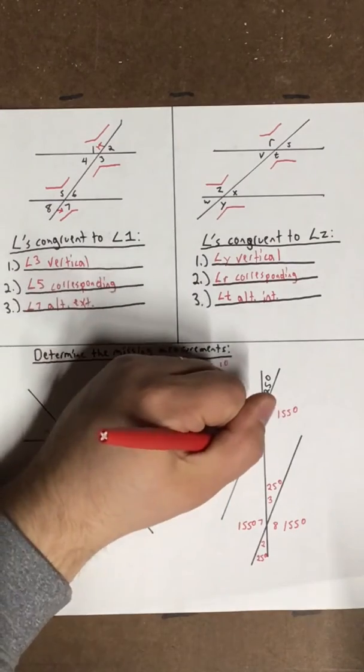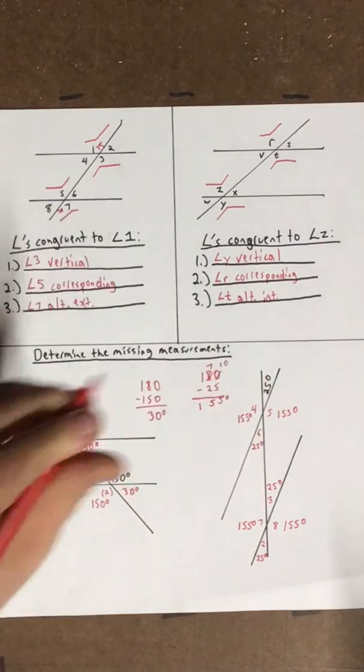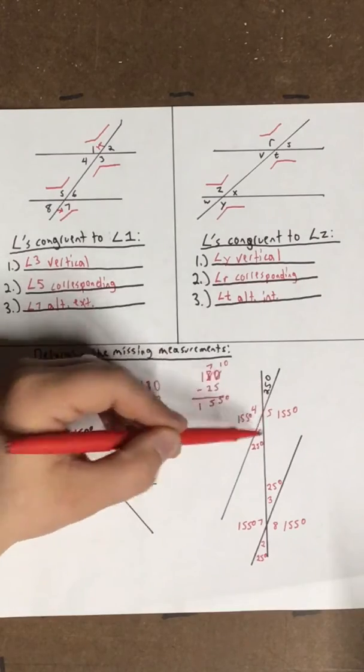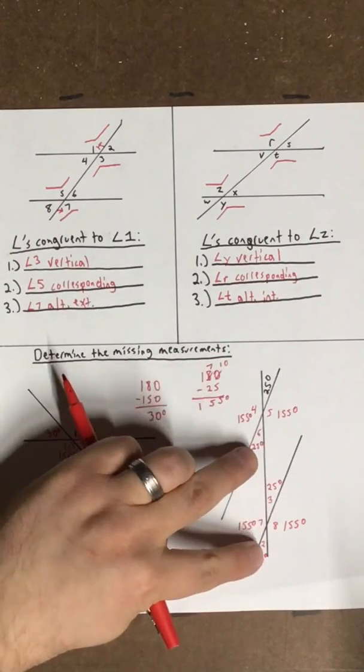Last one, angle 6, this would go back to our 25 degrees because it is corresponding here, alternate interior here, corresponding.